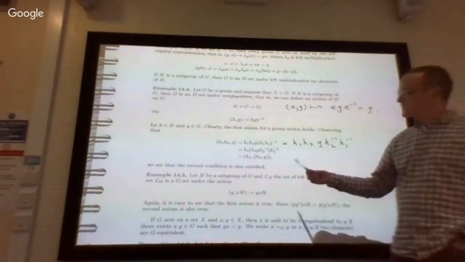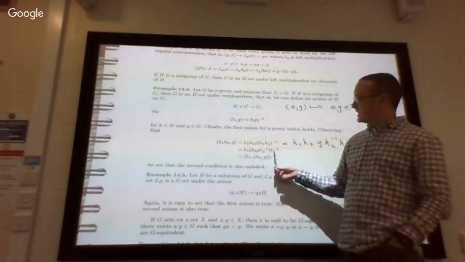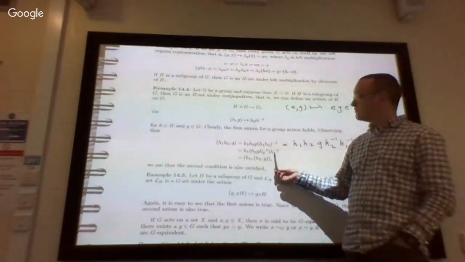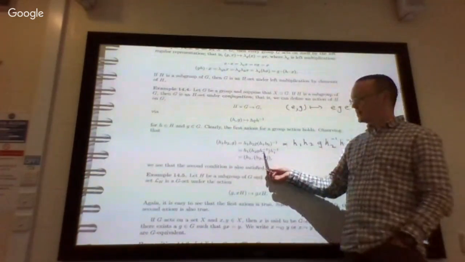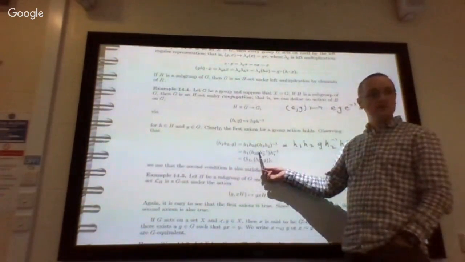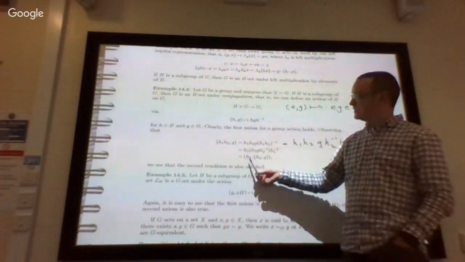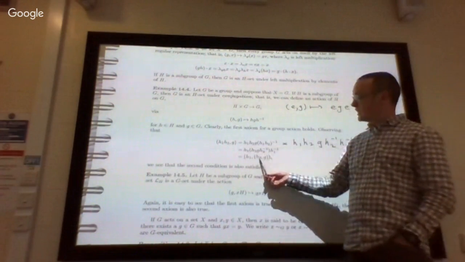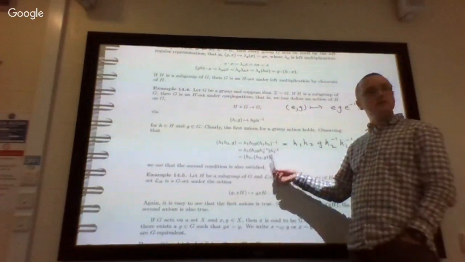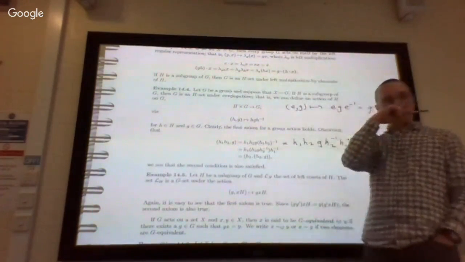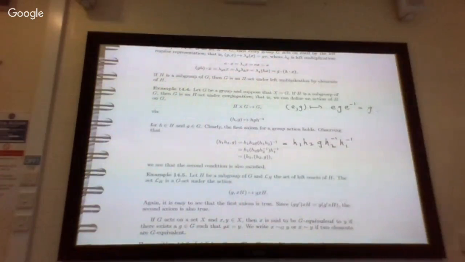But then that is clearly conjugation by H1 of the conjugation by H2 of the argument G. So we are looking at there the application of H1 to the result of applying H2 to G. So that proves that it satisfies property 2.